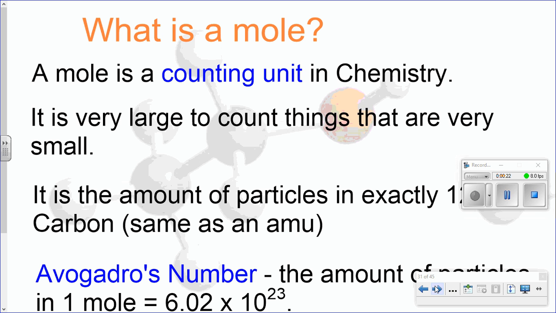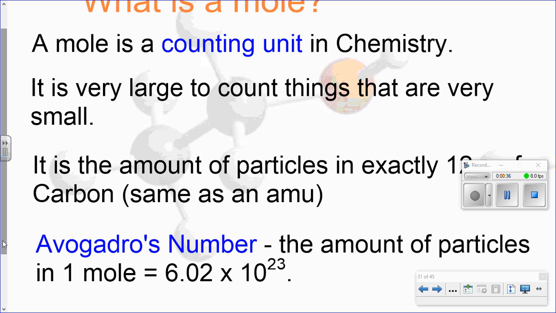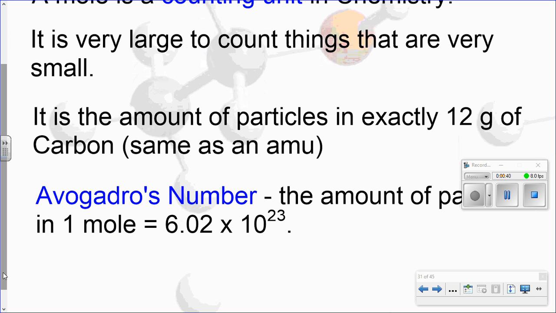So if we take a look at this, what is a mole? The mole is actually a counting unit. It's a humongous number to count things that are infinitely small. So again, if I wanted to write this out, I'm going to write it like this: 6.02 times 10 to the 23rd. That's the number of particles in a mole of anything.